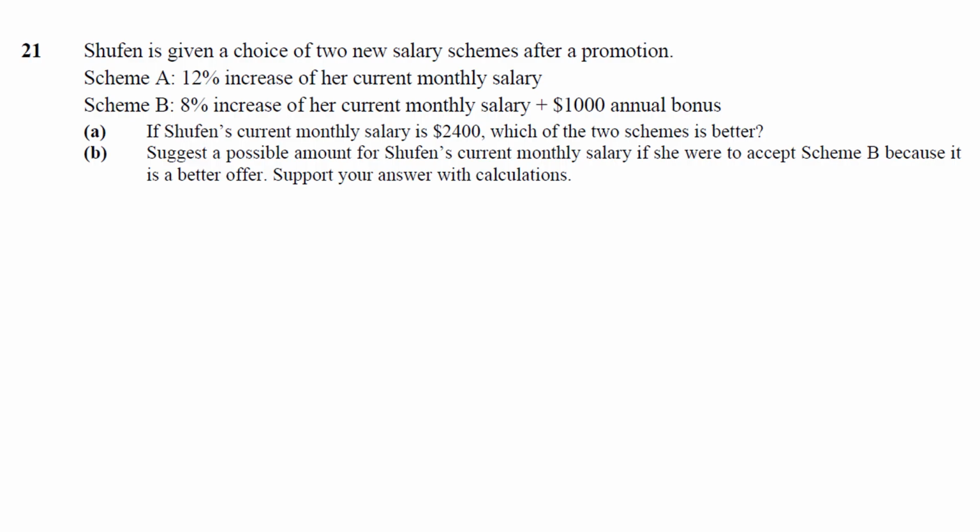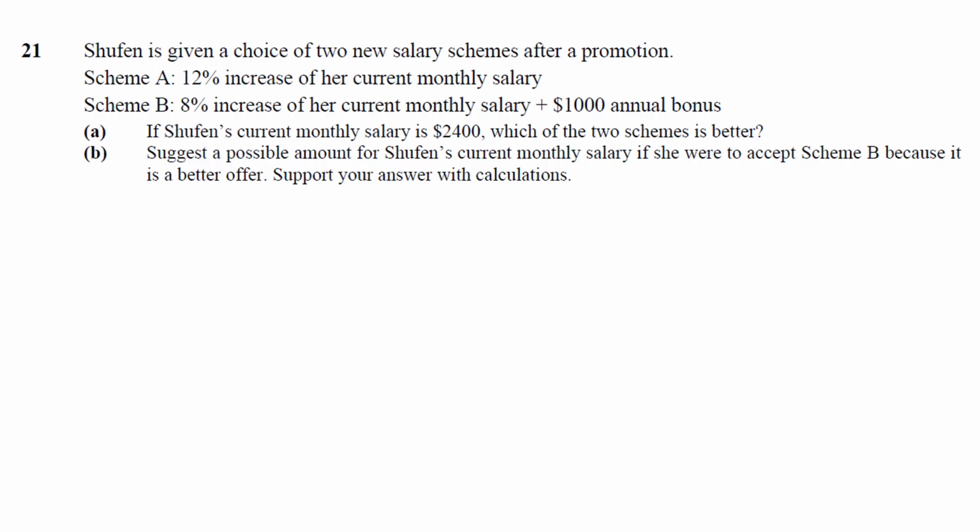You may encounter it in future. Right, so we have this girl called Su Fen. She is given the choice of two new salary schemes after a promotion. Scheme A is a 12% increase of her current salary. Scheme B is an 8% increase of her current salary, plus she's given a 1,000 annual bonus. So every year she'll be given a 1,000 annual bonus.